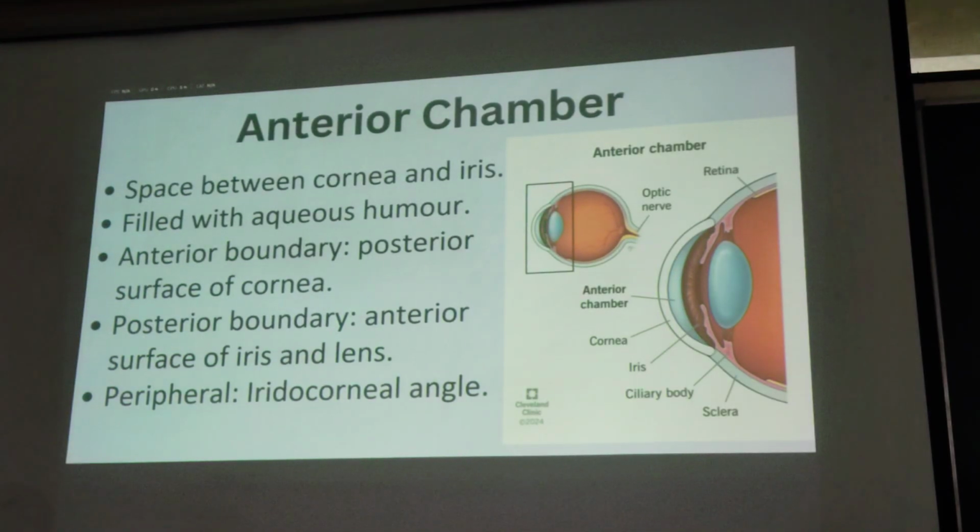Anterior chamber. Anterior chamber is the space between cornea and the iris. It is filled with the aqueous humor. The anterior boundary of the anterior chamber is made by the posterior surface of the cornea, and the posterior boundary is formed by the anterior surface of the iris and the lens, and at the periphery it is formed by the iridocorneal angle.